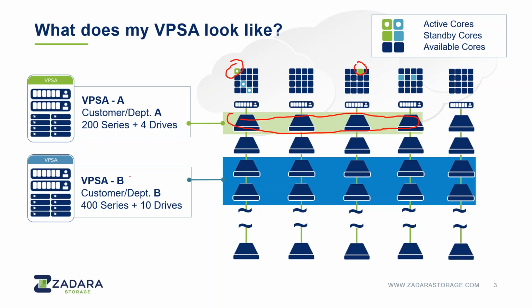Now, if it's a different customer, it's going to be a completely different virtual network, so it's completely isolated that way. So when VPSA B comes in here, they're going to get a whole set of new drives which are independent of your drives. And then again, they'll get their active cores and standby cores. Now this is a little bit bigger, so they get 2 CPUs on each, or cores, and it's spread out across the x86 architecture.